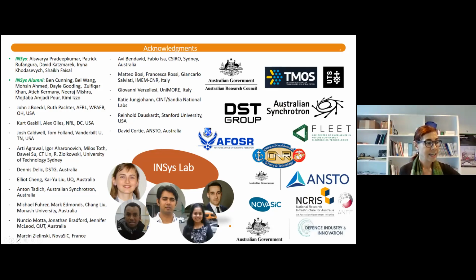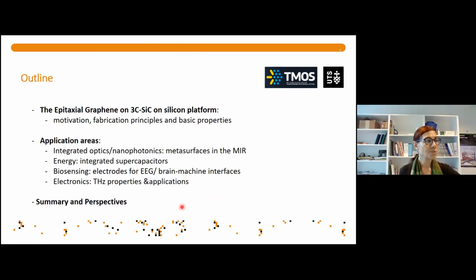So said that, this is more or less my outline. It might change a little bit as we go, but initially I would go through what this platform is. What is this epitaxial graphene on silicon carbide on silicon? What does it do? How did we come to that? Why were we motivated to work on this at all? And some initial basic properties.